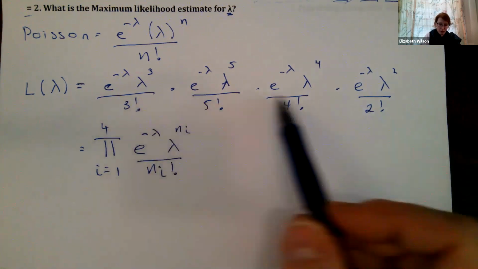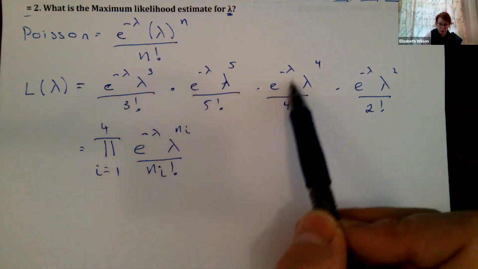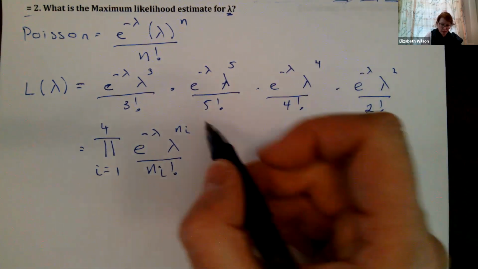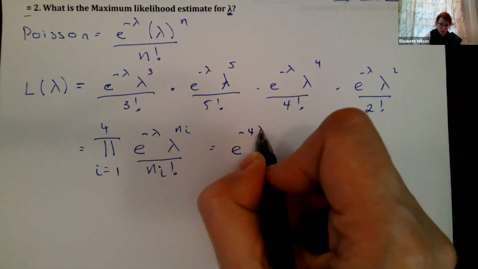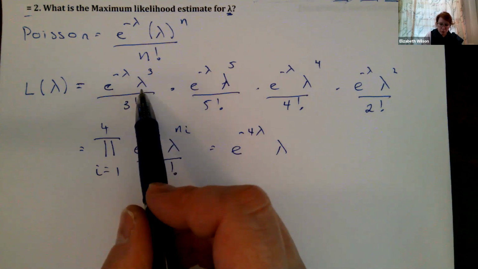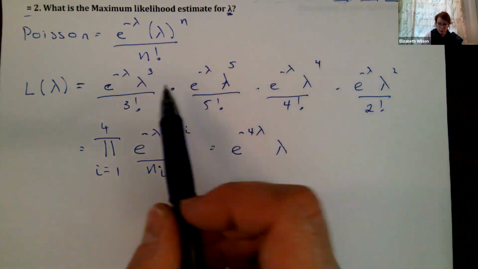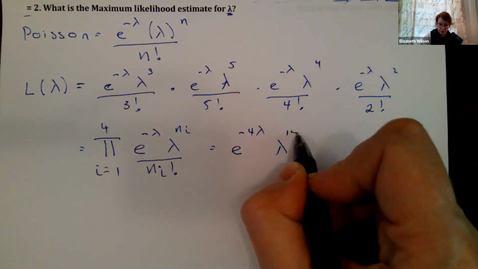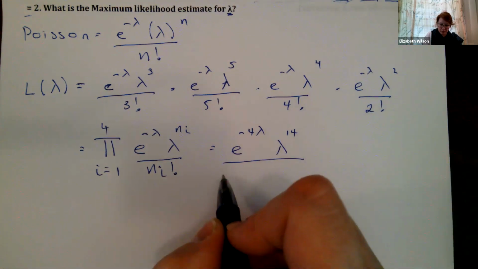Now when I do this, I've got e to the minus lambda happening 4 times, so it looks like e to the minus 4 lambda. I'm using my properties of exponents. I've got lambda as a base, and I've got the exponents of 3, 5, 4, and 2, so I'm going to add these up. 3 plus 5 plus 4 plus 2 gives me 14. And here at the bottom, these are all just being multiplied together.